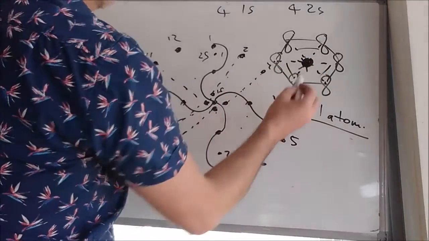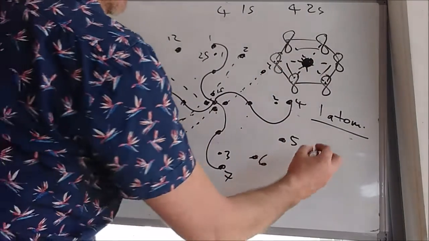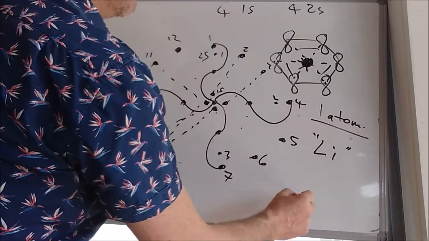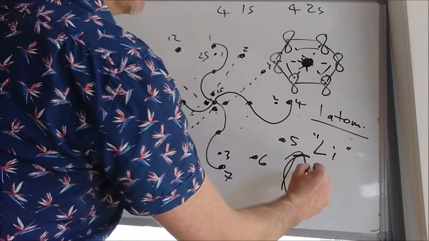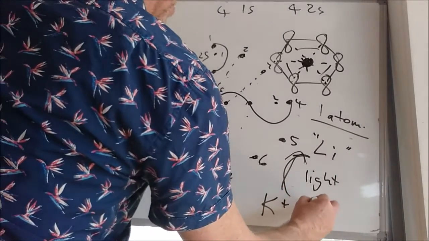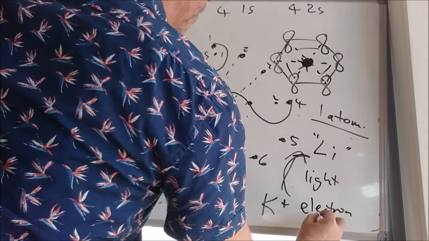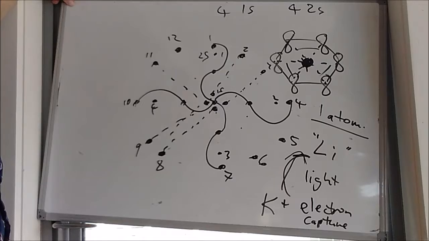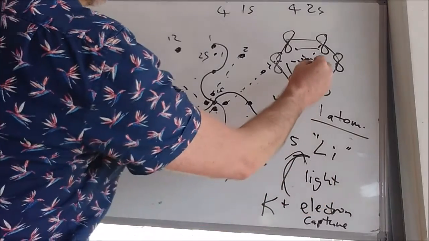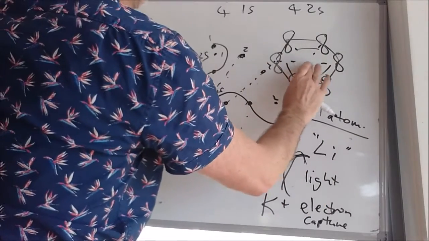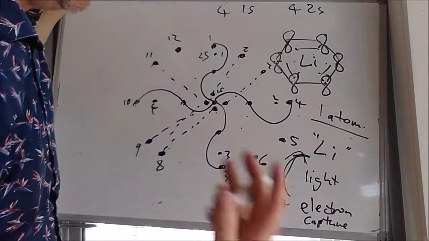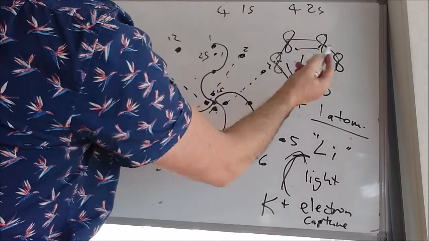When that is lithium, as in, well, you can put energy, light energy, electron capture, K plus, or electron capture. So this is why lithium is given to people who have bipolar. This lithium can take those electrons in the form of hydrogen.